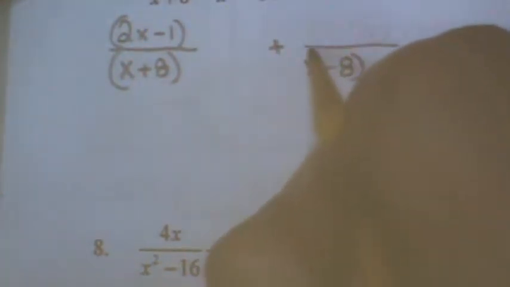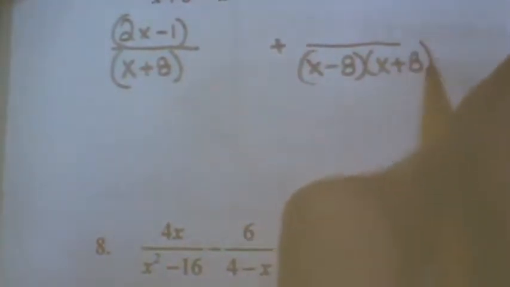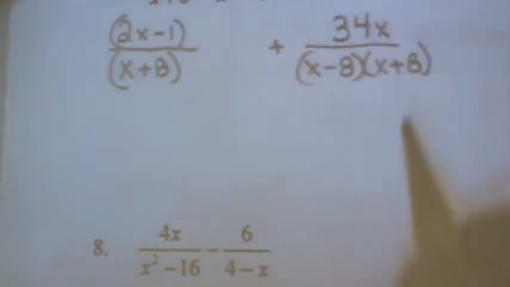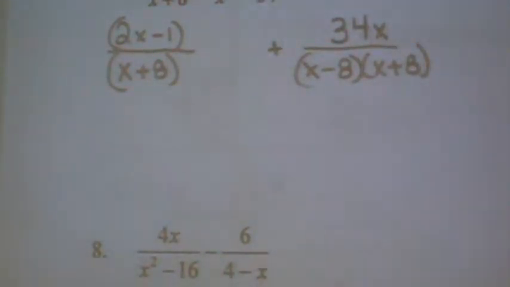Next one. Oh, we get to add. Fun. Now, what's the deal when you're adding fractions? You have to have a common denominator. Do we currently have a common denominator? Yes. So I'm going to write this as x minus 8, x plus 8. All I did at this step is factor. Now, how could I turn this problem into something that I can do? What do I have to do?